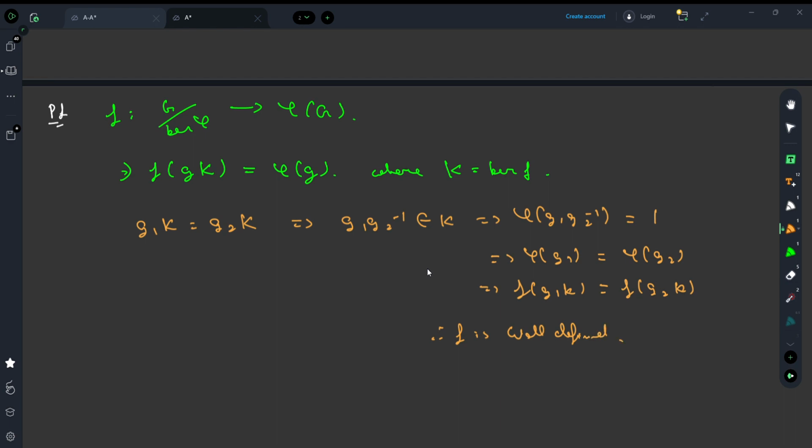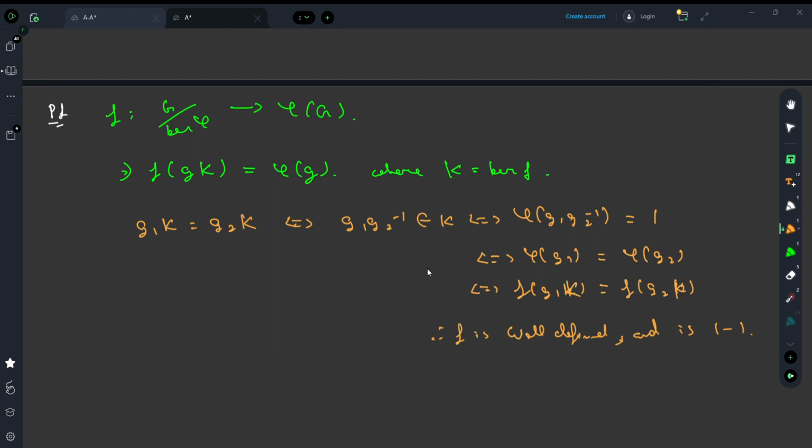So observe that we can also proceed backwards from the statement. Because if f of g1K is equal to f of g2K, then phi of g1 equals phi of g2, but then phi of g1 g2 inverse is equal to 1. But that implies g1 g2 inverse is in K, but that implies g1K is equal to g2K. So I can just equivalently write these statements, and proceeding backwards just says that f is one-one as well, and is injective, right?